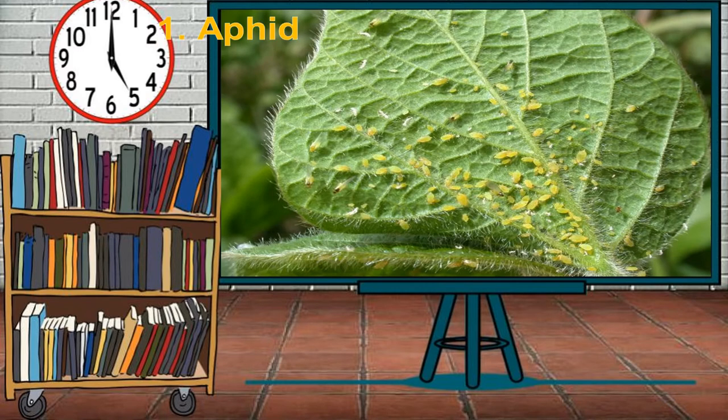Aphid. It can change its body color to match the plant parts and can turn from nymph to adult. It develops wings and flies to another host plant in the same plant family. It matures in 12 days.